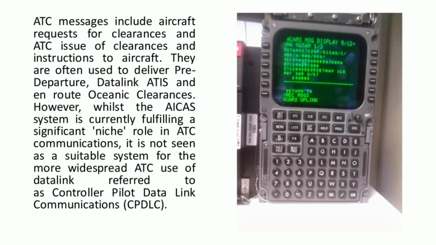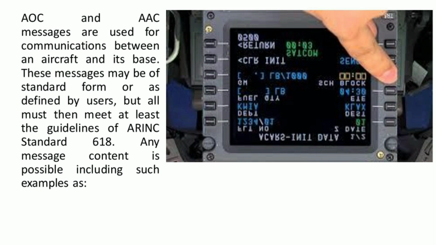ATC messages include aircraft requests for clearances and ATC issue of clearances and instructions to aircraft. They are often used to deliver pre-departure, datalink ATIS and en route oceanic clearances. However, whilst the ACARS system is currently fulfilling a significant, niche role in ATC communications, it is not seen as a suitable system for the more widespread ATC use of datalink referred to as Controller Pilot Data Link Communications (CPDLC).